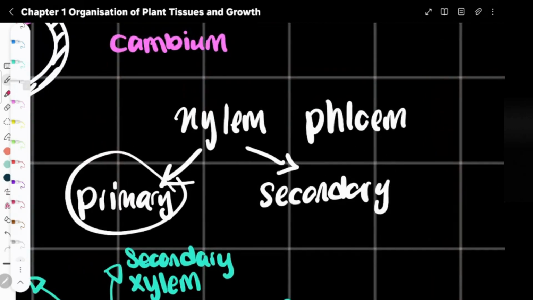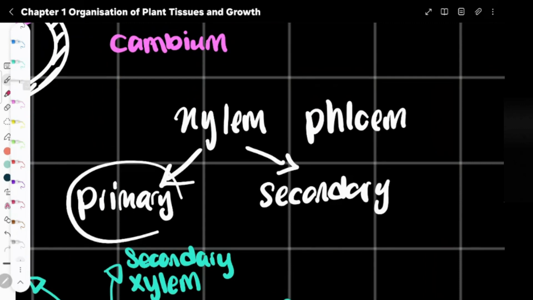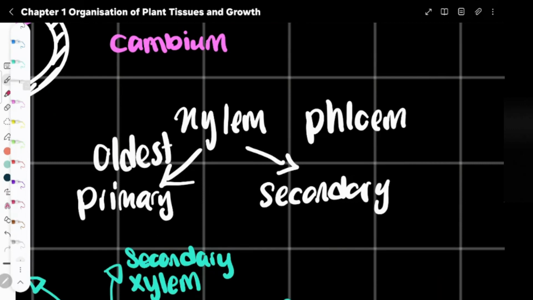All you need to know: primary, utama, right? Primary means the oldest one. Secondary is the newer one. Of course, common sense. But you have to remember this oldest one. Why is that important? Look here.